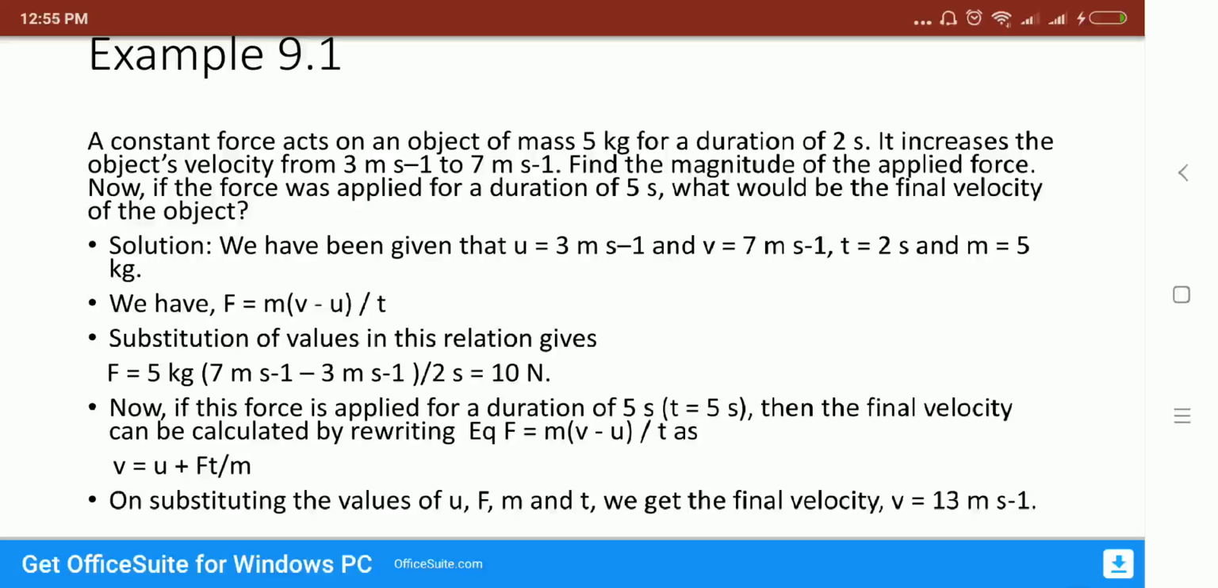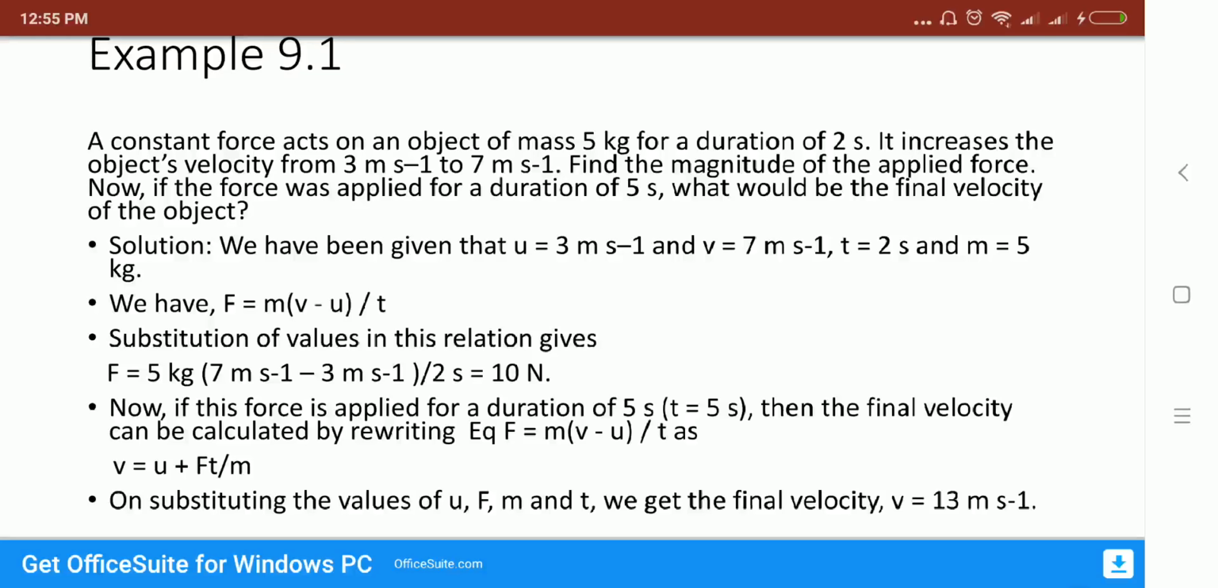First, we need to determine the force based on the given parameters. The given parameters are initial velocity u, 3 meters per second, final velocity v, 7 meters per second, time duration t of 2 seconds, and the object mass of 5 kilograms. We need to determine the force. So the force equation on the basis of the second law is F equals m(v minus u) by t. Put in the values of m, v, u and t which are already given. So the force value we have is 10 Newton.